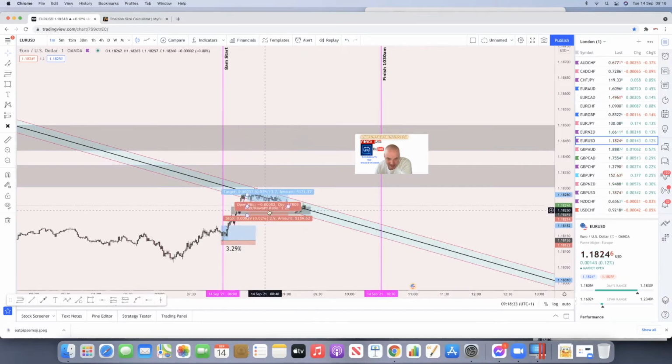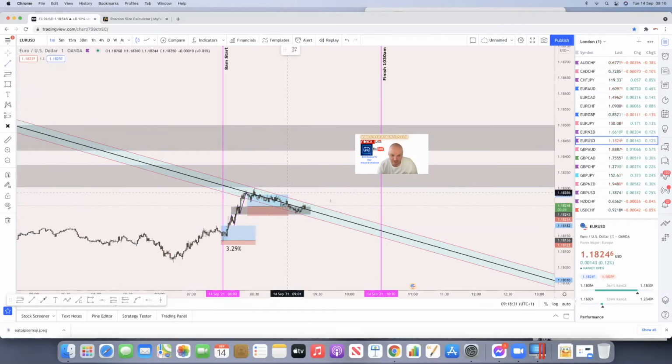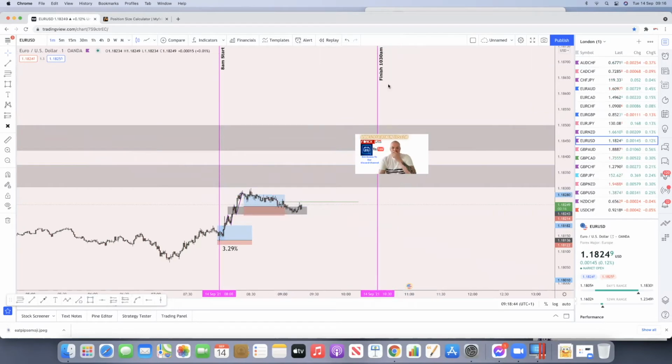We're still heading into the order block here. At the moment, we do need a break of structure in this in itself. We do really need that line there to be broken for it to stand a chance to push to the top side.